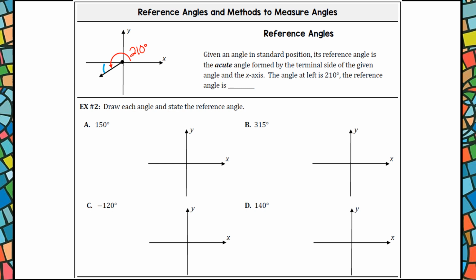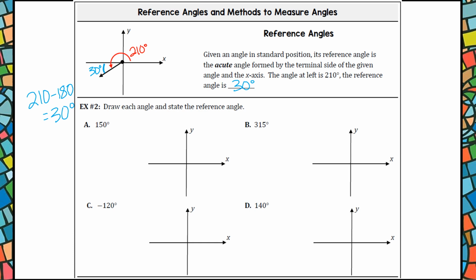And so if I know that all the way to the x-axis is going to be 180 degrees, so if my total angle is 210 degrees and I subtract the 180 for that straight line, that lets me know that the smaller acute angle that I'm drawing is 30 degrees. And so that would be considered the reference angle, 30 degrees.